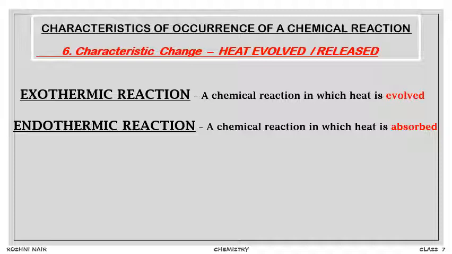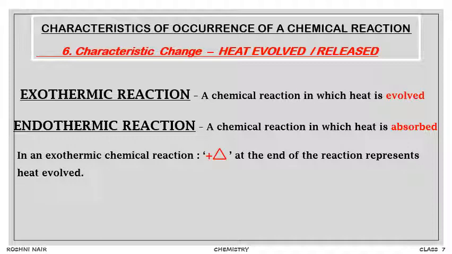What are the two types? Endothermic and exothermic. Exothermic we can define as a chemical reaction in which heat, in the form of heat, again it is a form of energy. Heat energy is evolved, and in endothermic a chemical reaction in which heat is absorbed.